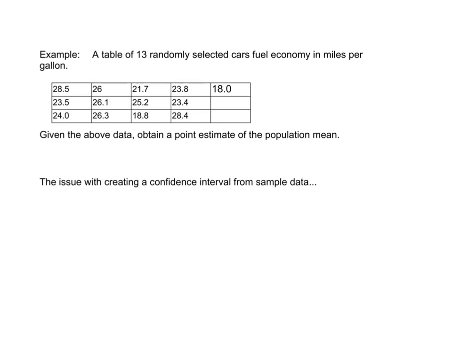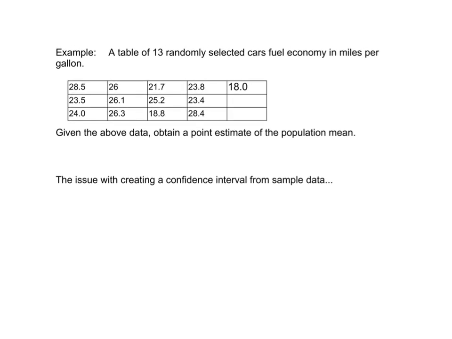We start out with a little example. We're given 13 randomly selected cars and their fuel economy in miles per gallon, and we want to get our point estimate for the population mean. That is X bar. We add all 13 of those numbers together, divide by 13, and you get 24.13. Okay, 24.13 is the sample mean. That is a statement about those 13 cars.